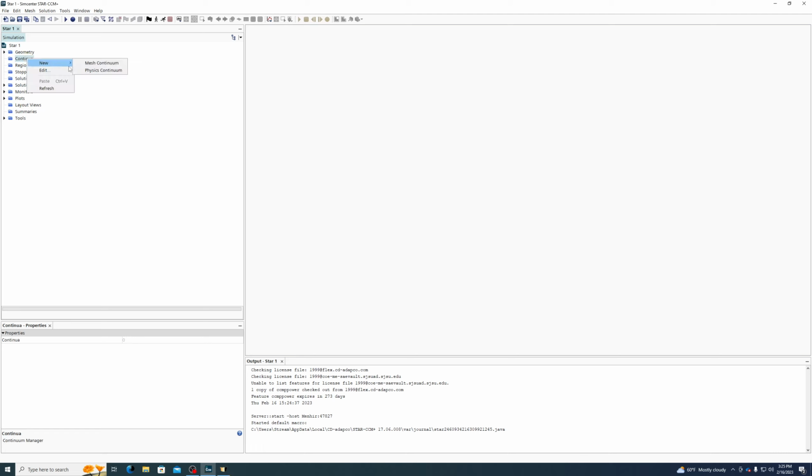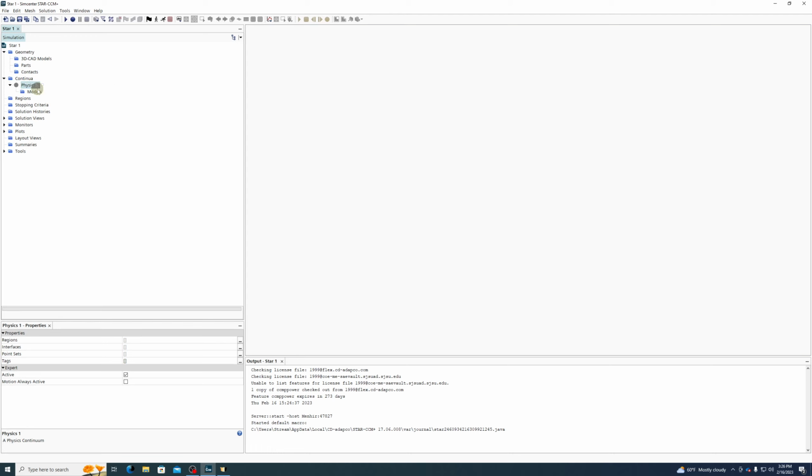So, if we want to define a type of physics, sometimes if you go far enough in a simulation without making one, it will make an empty physics continua for you. But if it hasn't yet, you can go to Continua, right-click, hit New, Physics Continua, and it will create a node called Physics, insert number here. It might be Physics 1 if you have more than one. It might be Physics 2, 3, 4, etc. You can have more than one of these.